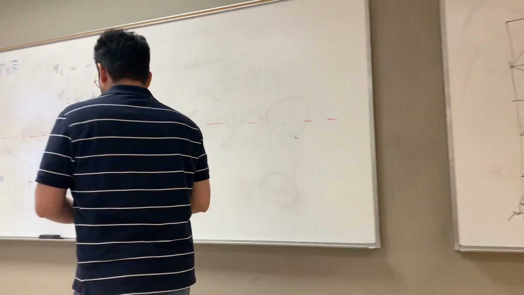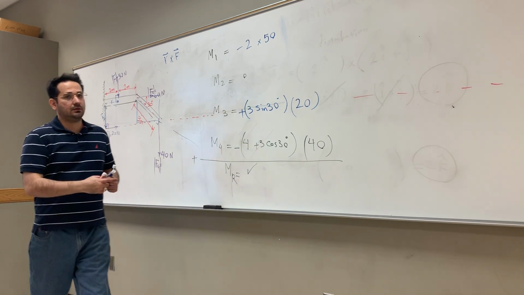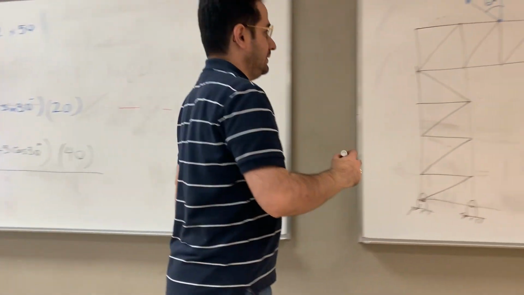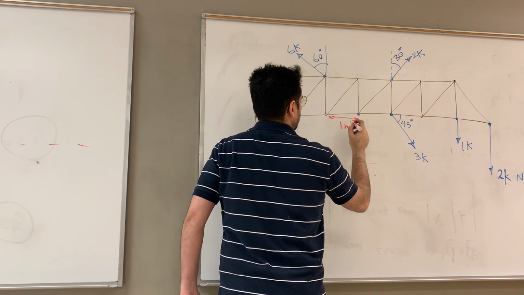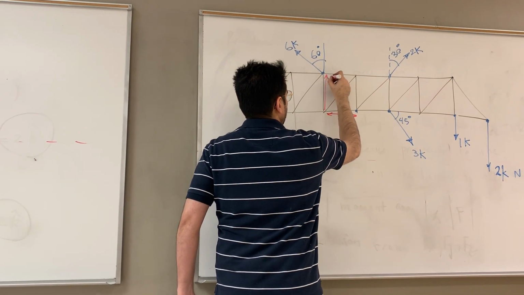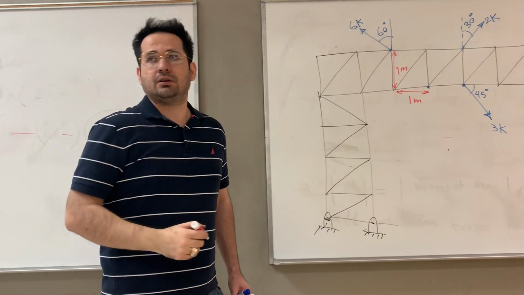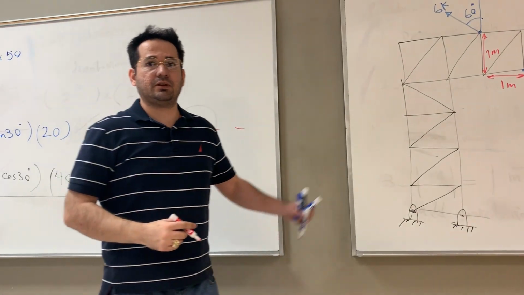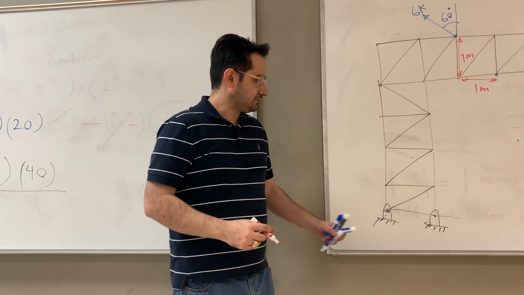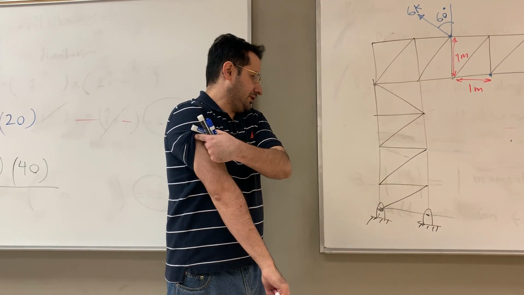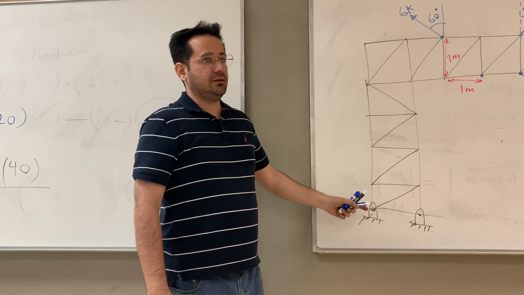And let's say the side length, this is 1 meter, and this one is 1 meter. So the configuration given is a crane, and it's fixed here. This is called a statically indeterminate system, right?